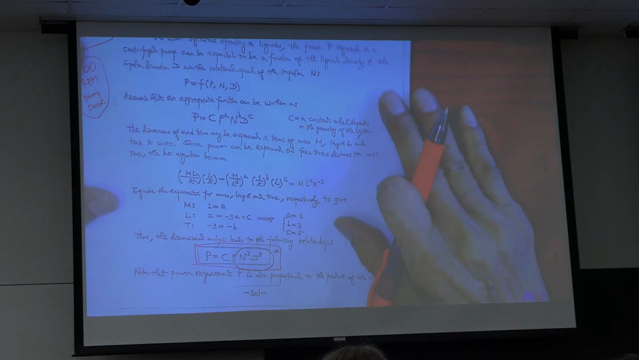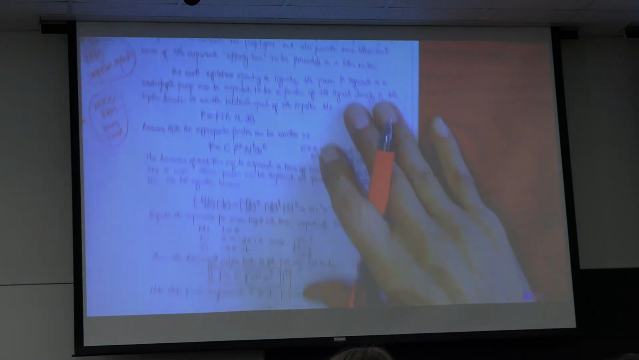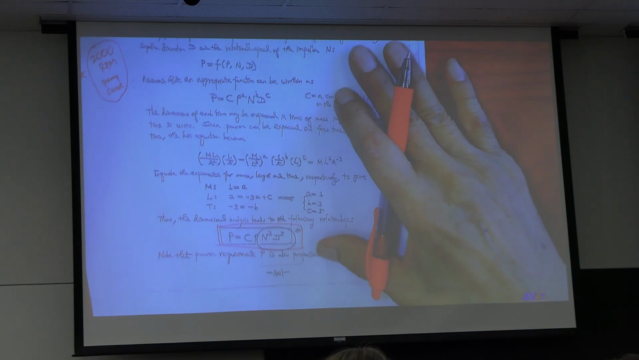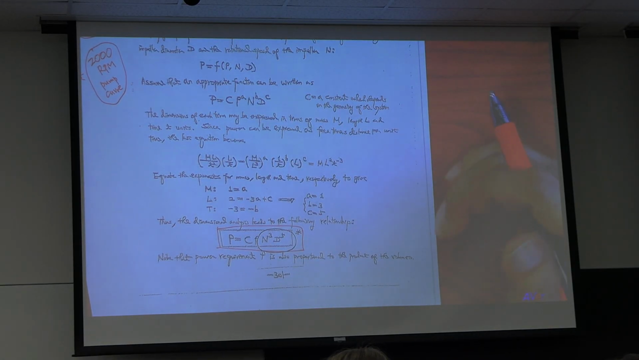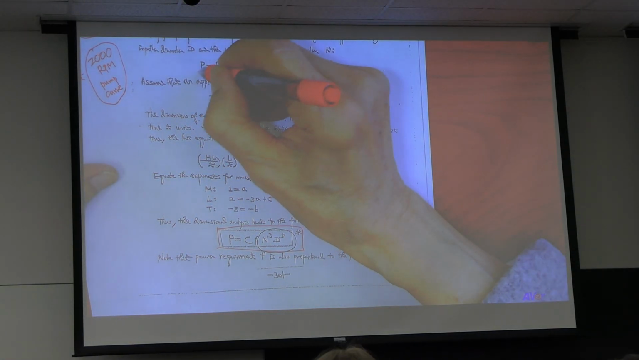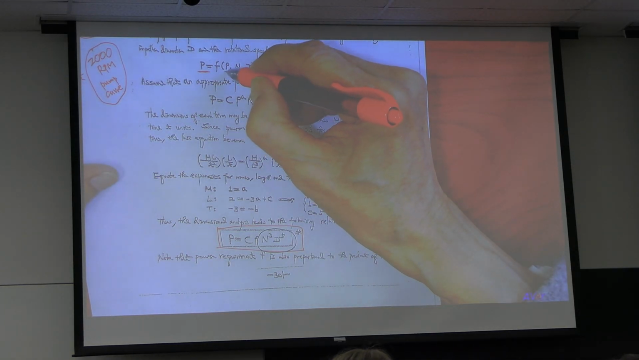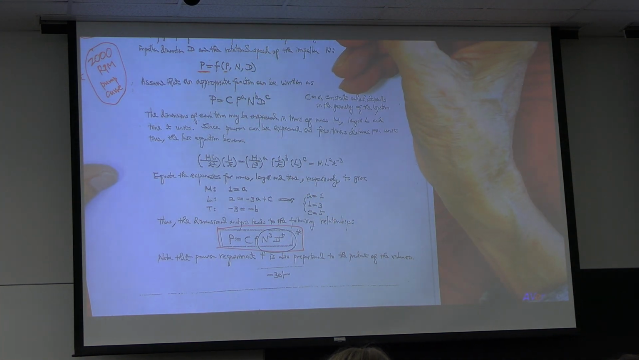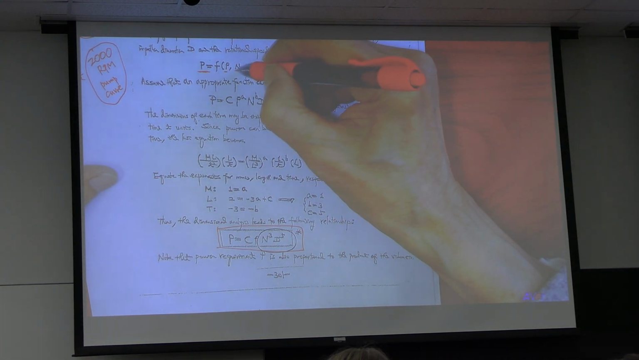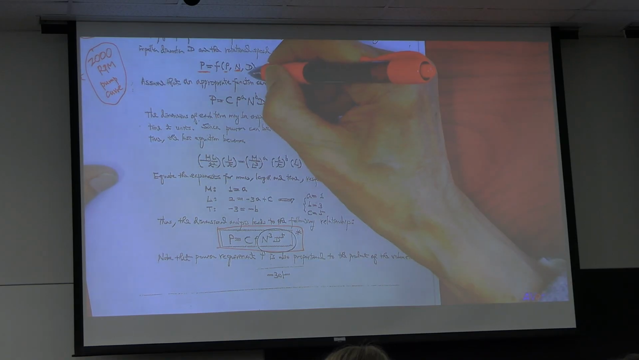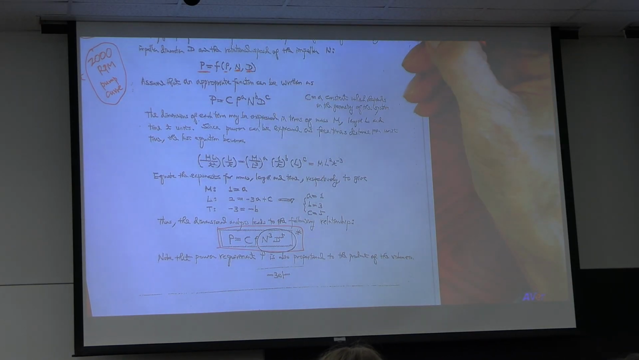Page 301. Power consumption is a function of density, rho, of liquid, impeller speed, and impeller diameter, D.